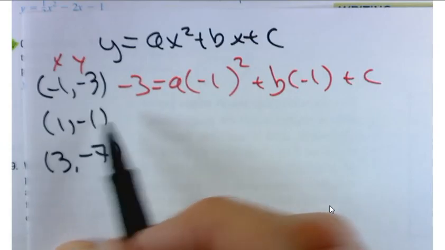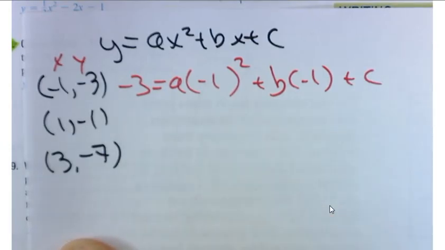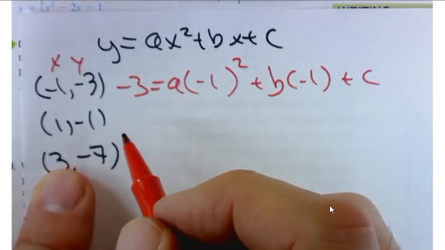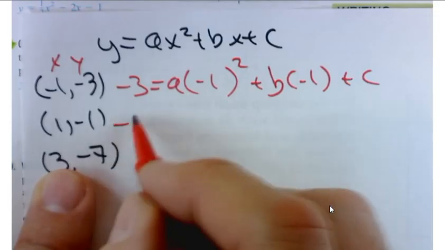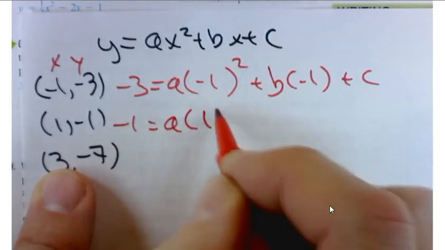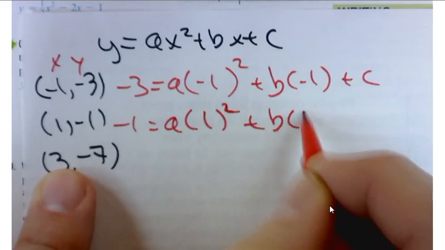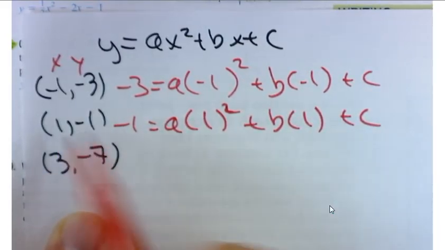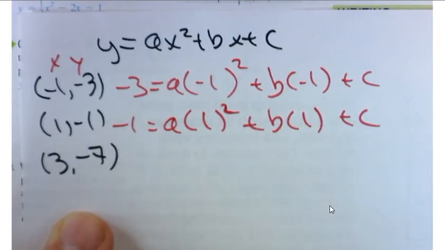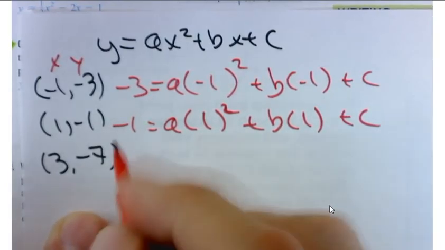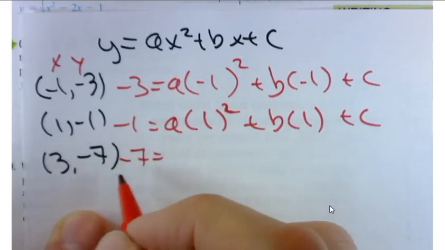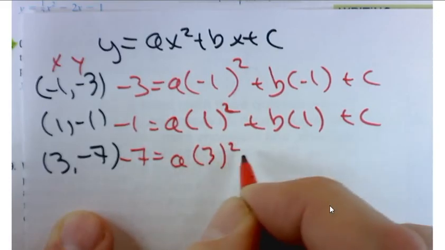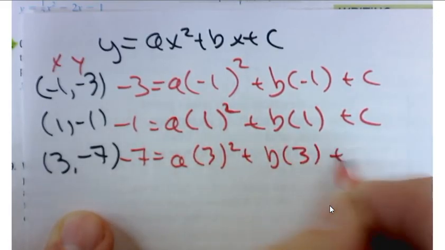But let's see if we can do the same thing for the second point. Anyone want to take on the second point? What would that one be? Negative 1 equals... All right, thanks, ladies. So again, you're plugging in the x and the y coordinates. The last equation is going to be negative 7, plug in a 3: a times 3 squared plus b times 3 plus c.